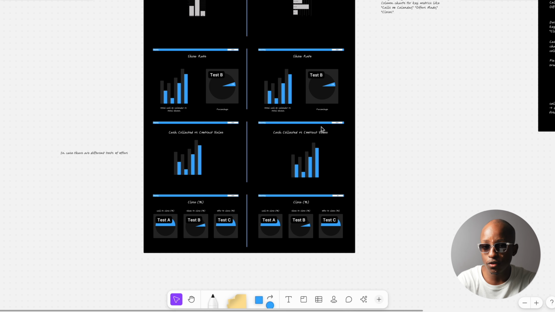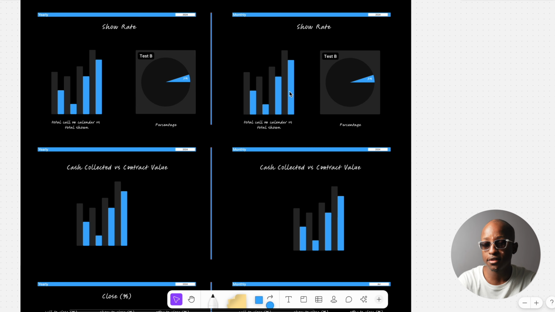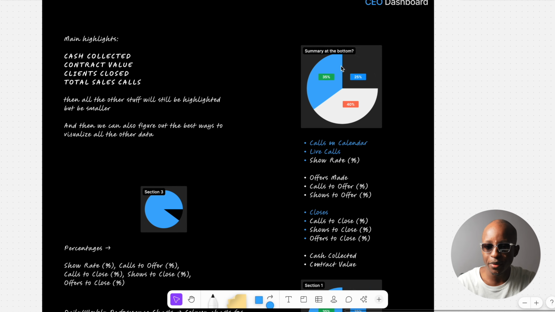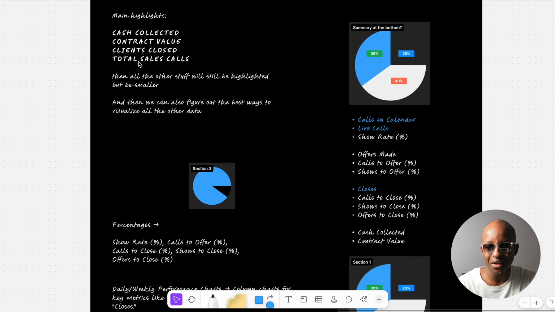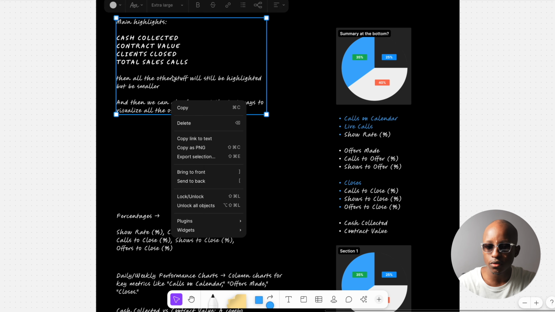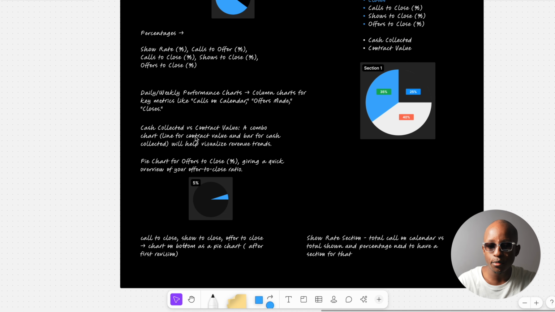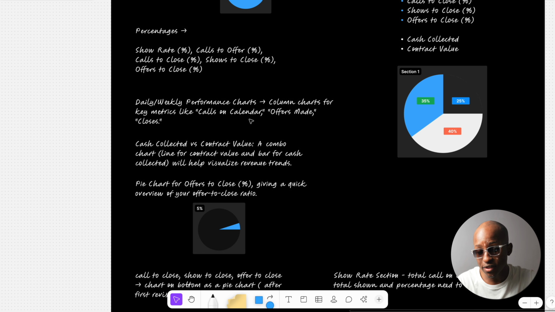Because if you're using Airtable, then you can know which databases or which relations you need to have. Then we've also got a summary of everything. The main highlights are cash collected, contract value, clients closed, and total sales calls. All the other stuff will still be highlighted but smaller, showing what percentages we would need, like show to close and calls to close, and then having weekly performance charts as well.